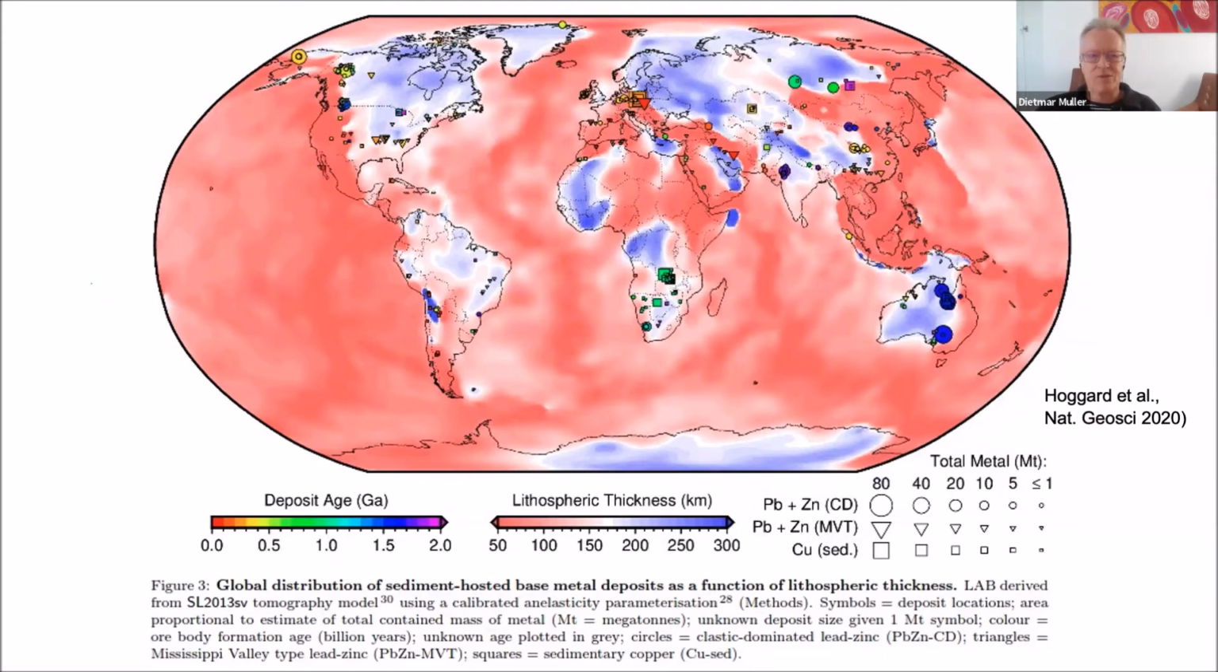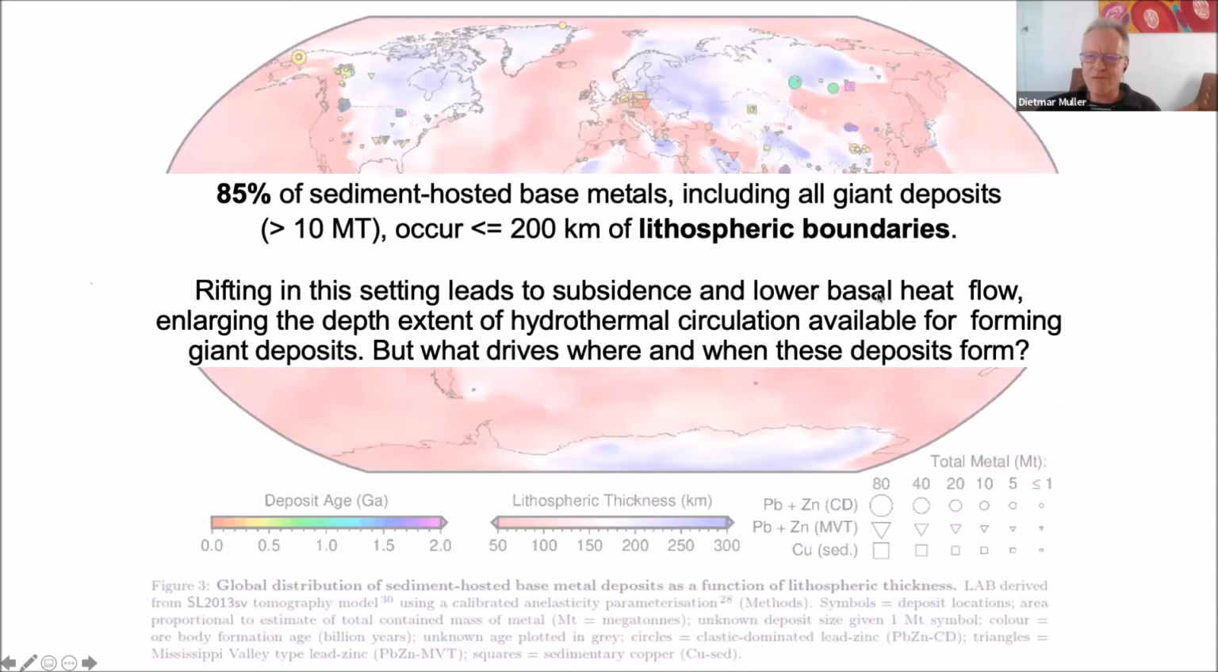That shows the global distribution of sediment-hosted metal deposits overlain over lithospheric thickness, illustrating that they often occur along craton edges. And so the cratons are the blue blobs in this map, right? And you can see that quite clearly here, right? And the conclusion of their paper was that 85% of sediment-hosted base metals, including all giant deposits, occur within 200 kilometers of these lithospheric boundaries.